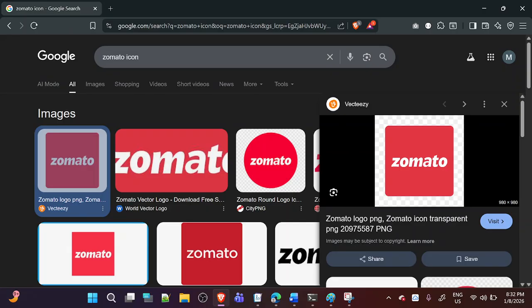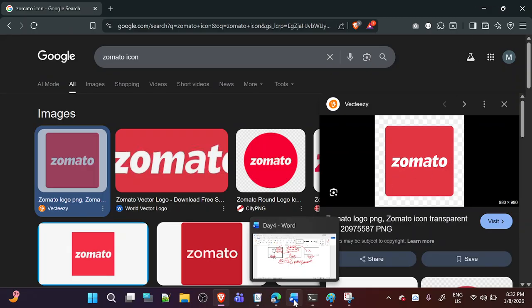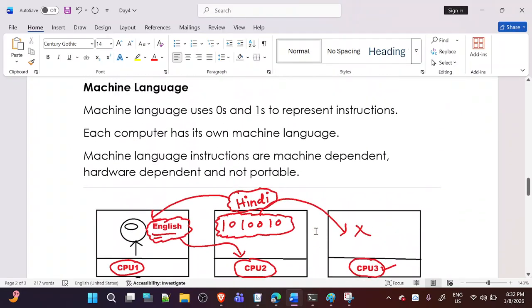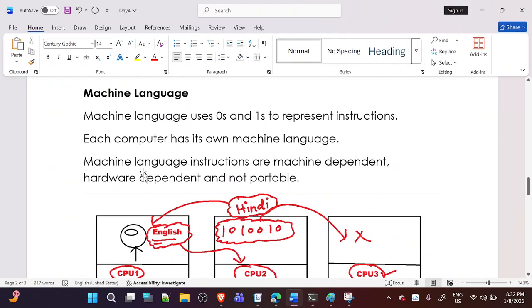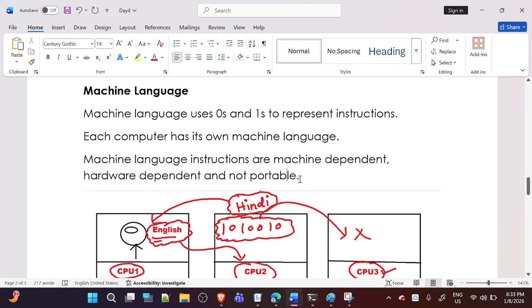So let's come back here. Machine language instructions are machine dependent, or we can say hardware dependent, and not portable. Are you getting this, guys, everyone? Yes, sir. All right, that's great.